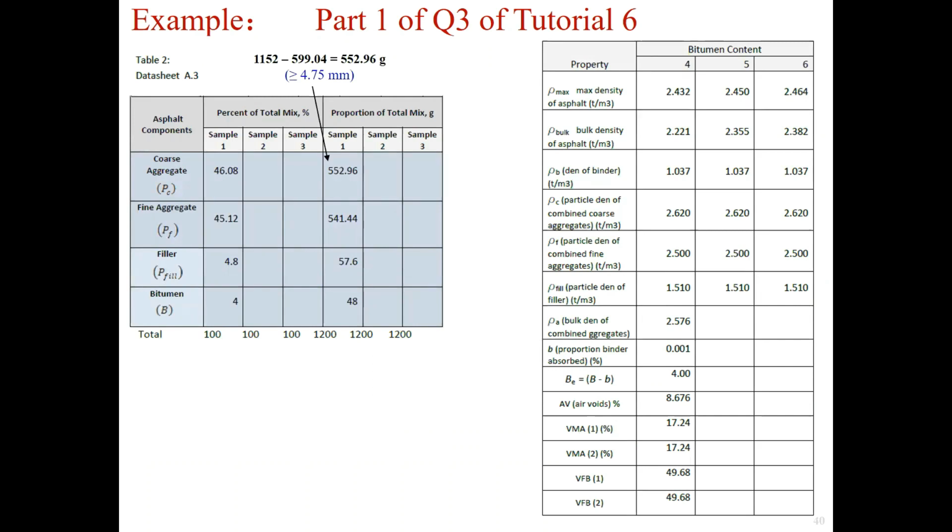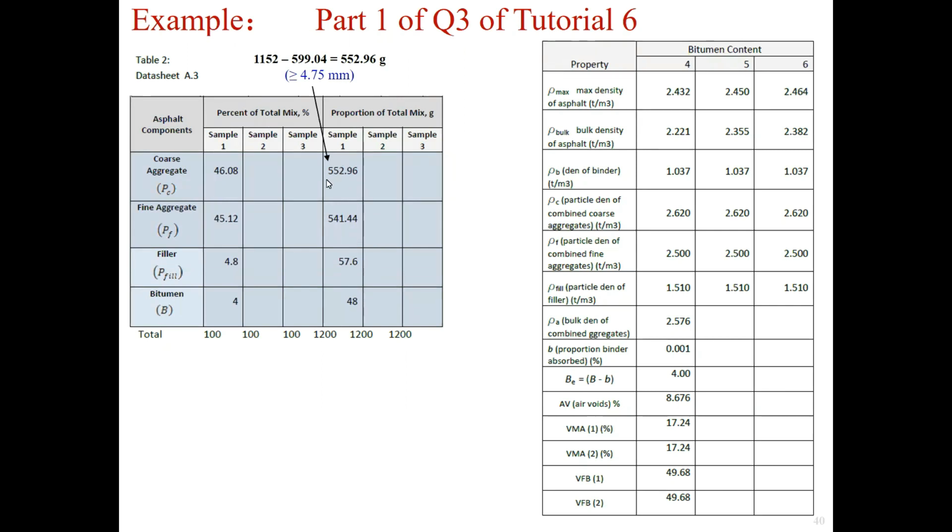Next, according to the thresholds of PC, PF, and PFill, we could work out the weight of coarse aggregate, fine aggregate, and filler. The percentage of bitumen is 4%, so the weight is 48 grams.